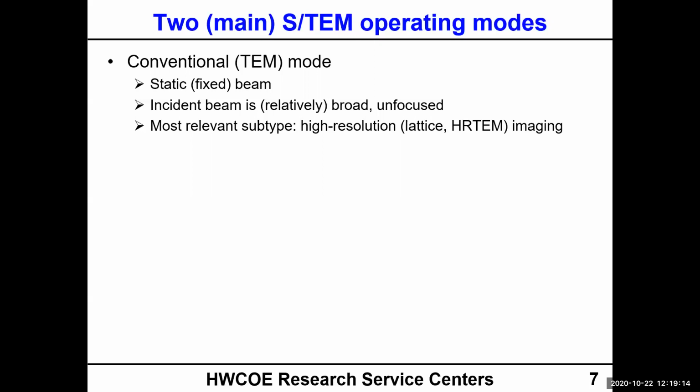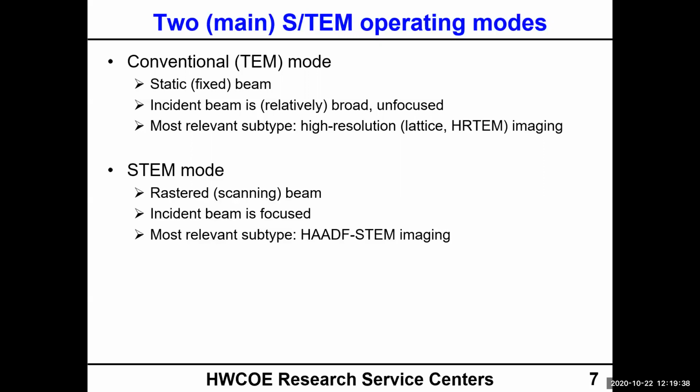That beam that is incident on the sample is relatively, I say relatively because it could be maybe a couple tens of nanometers wide, which obviously doesn't sound very broad, but it's not focused to as small as it could be. Okay, and then there's a bunch of subtypes of TEM, but the most relevant in terms of getting detail is what's called high resolution or lattice imaging.